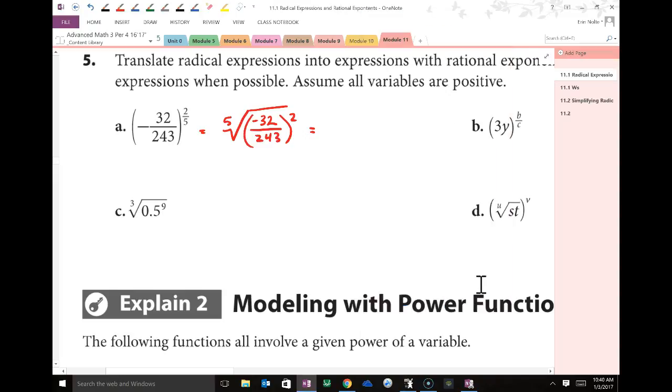Okay, so what is the 5th root of 243? Anybody want to make an educated guess? 3. Can you believe that? Look at the difference in numbers. 3.